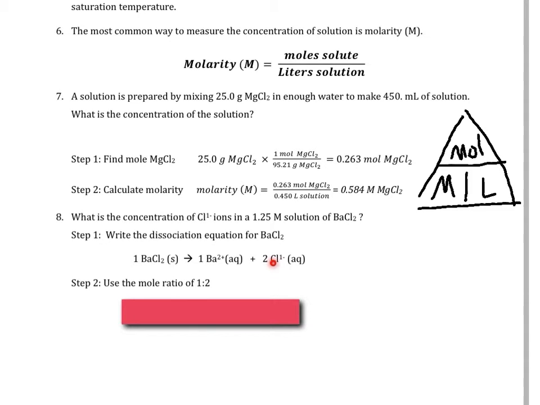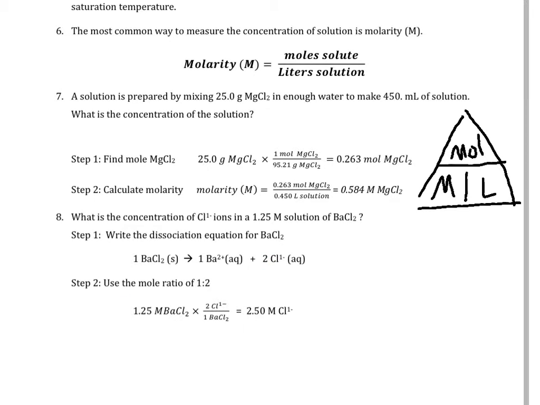The next step will be to apply that ratio. If you did it factor label, this is the way I'd set it up. 1.25 molar barium chloride. For every 1 mole of barium chloride, you get 2 moles of chloride ions, and you can see that the barium chloride cancels and you double the 1.25. A typical problem that you'll see, and we'll practice some of that in class.